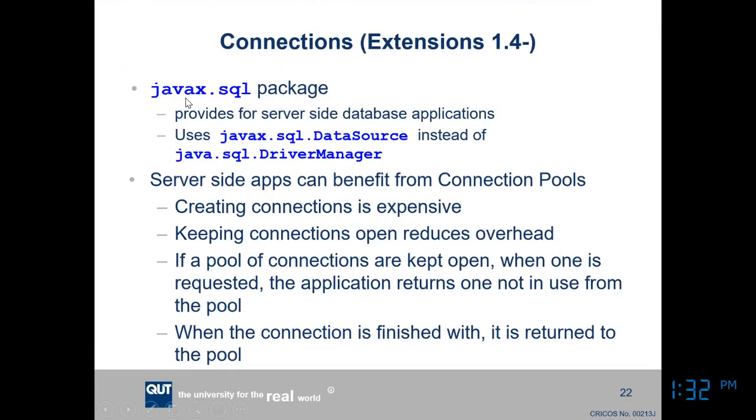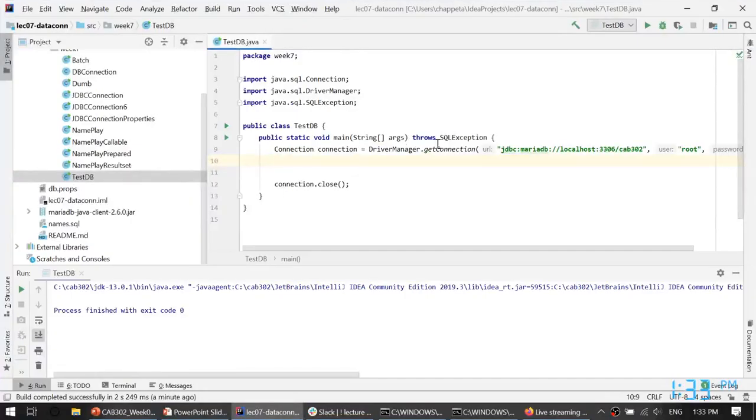So the javax.sql package also provides some more advanced stuff used for server-side database applications. You can make use of a javax.sql DataSource instead of the driver manager, and that can be quite useful. That gives you access to connection pools, which can be beneficial for server-side applications. The idea is that these database connections happen to be fairly expensive. You don't typically want more than one of them going, or certainly not several going, and they take a bit of time to set up and shut down.